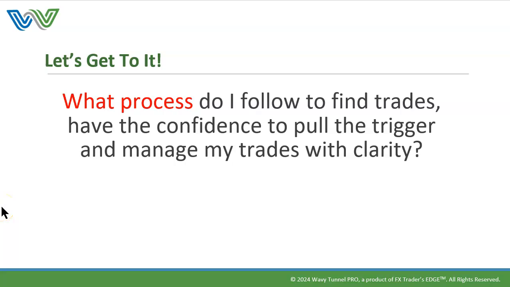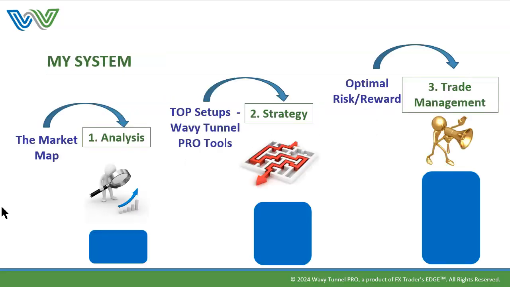So what process do I follow to find trades and have the confidence to pull the trigger and manage my trades with clarity? The first step in my system is reading the market map. That's the analysis portion. You can call it doing a top-down approach. You can call it deciding where we are in the market cycle and then deciding how to trade the market cycle on the various markets that we're following. Then once we determine where we are in the market cycle, we use the top setups, the strategy, whatever strategy you have. I happen to use the Wavy Tunnel Pro tools. That's my strategy, but you might have your own strategy to enter and exit trades.